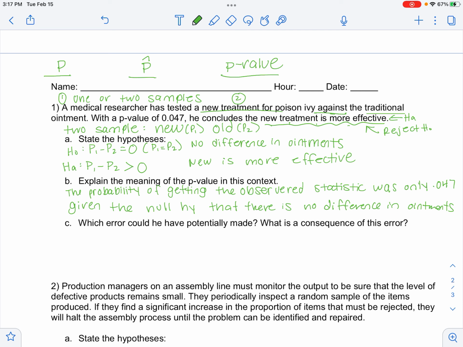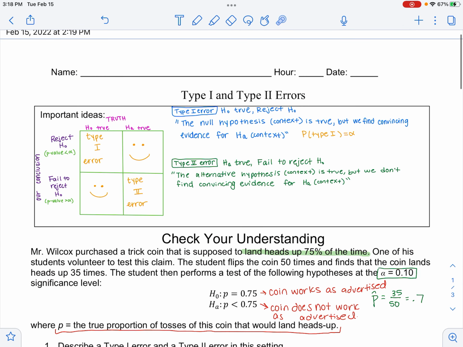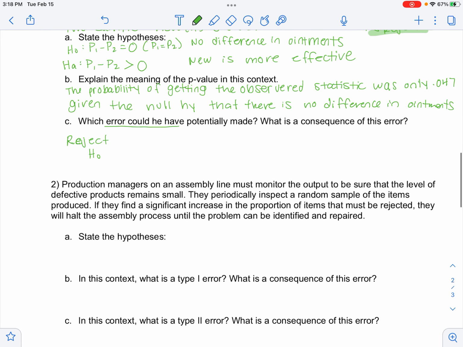All right, so which error could have potentially been made? What is the consequence of this error? So what error could have been made? In order to figure this out, we need to decide what conclusion was made. And we already did that, right? Way back up here, we said that he decided to reject the null. So because we reject the null, back up to our chart here, reject the null is right here, the only type of error that could be made is a type 1 error. So based on our little chart, he must have made a type 1 error.